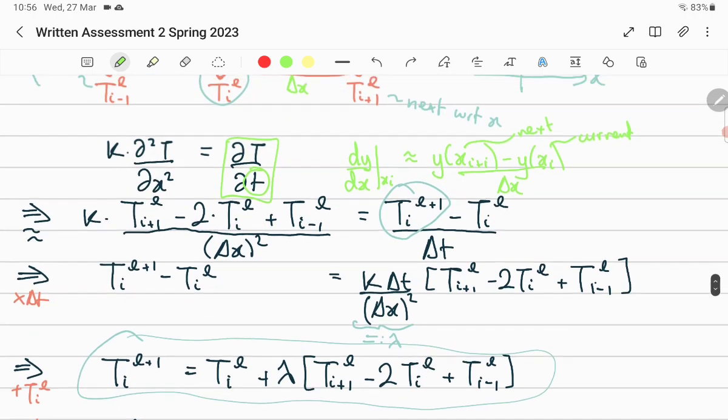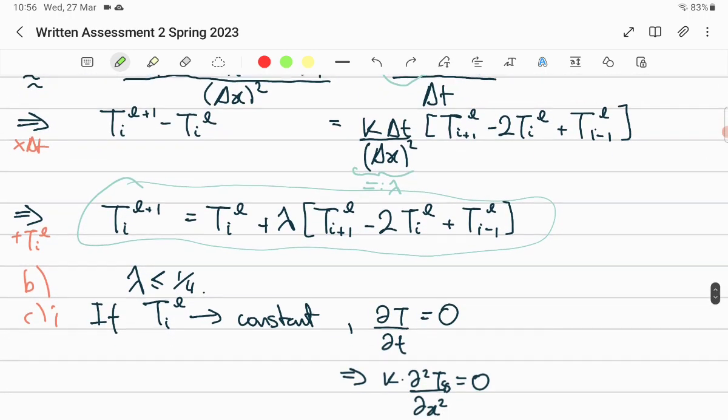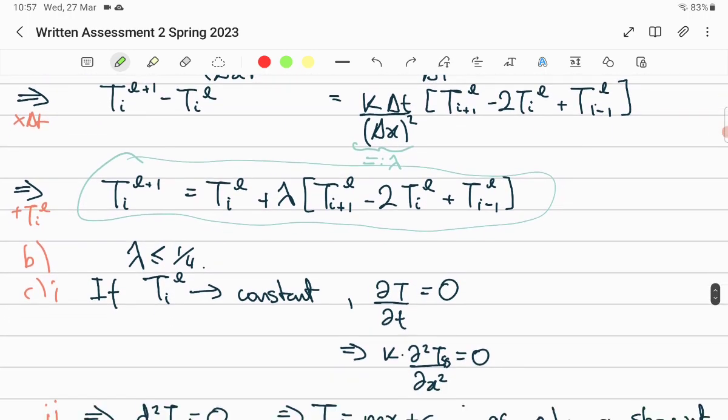What's part B? Theory question, very simple. Give a condition on lambda that guarantees that using the formula we just derived to approximate solutions are stable with good transient. Now I think in the heat equation video there's a bit more on this, but basically the answer is just less than or equal to a quarter.